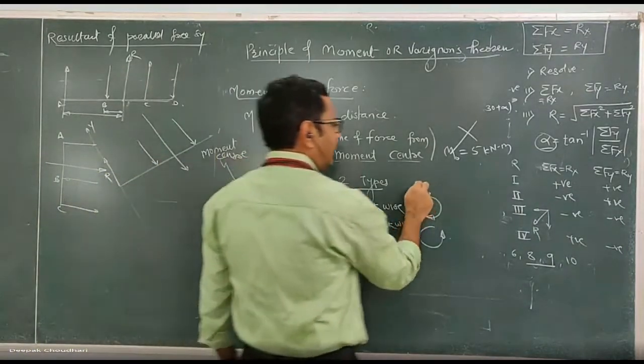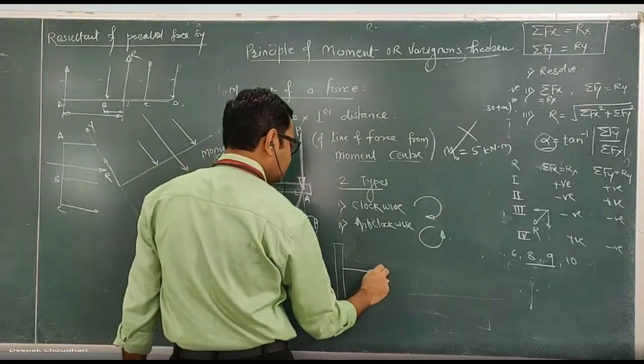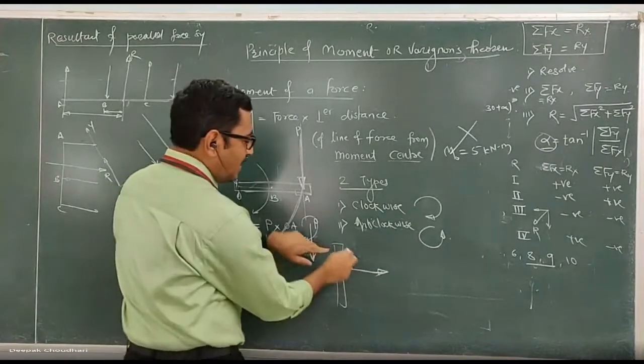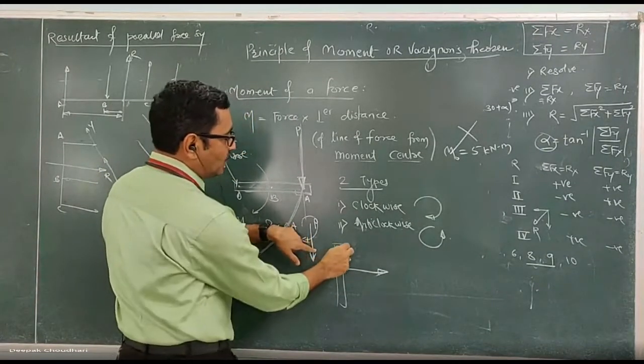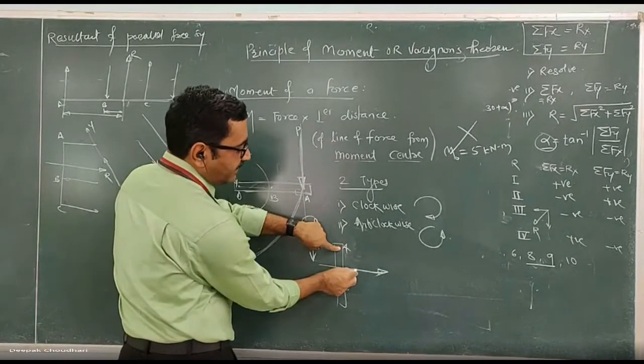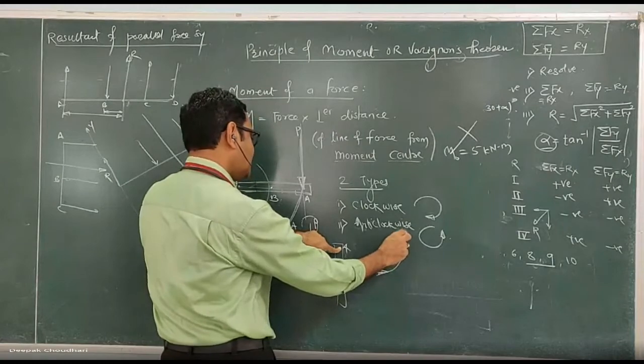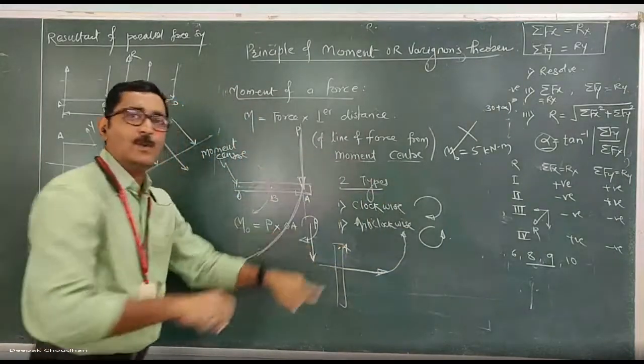Understood? Suppose this is the body and a force is acting here. Now I want to study the moment of this force with respect to this point A. So what you have to do? Move in the direction of the force and turn toward the moment center. Now the moment center is above the force, so turn upward. So this moment is the anti-clockwise moment.